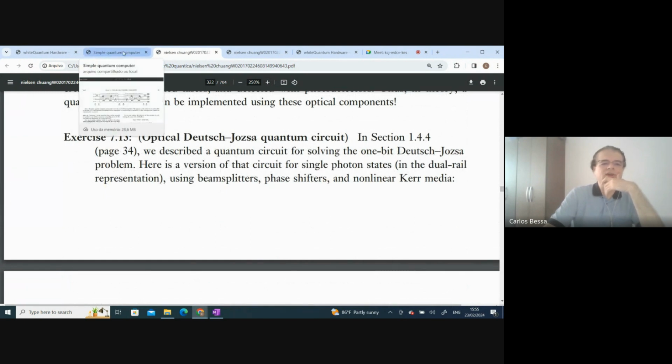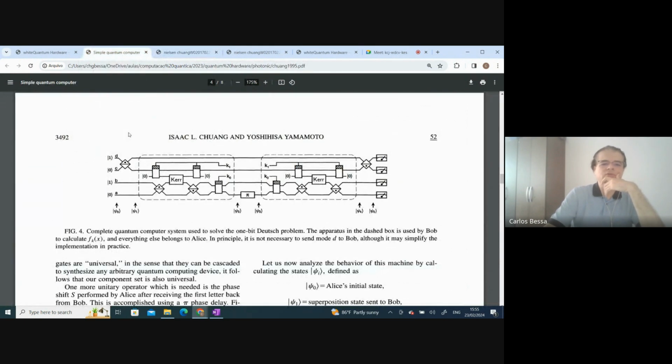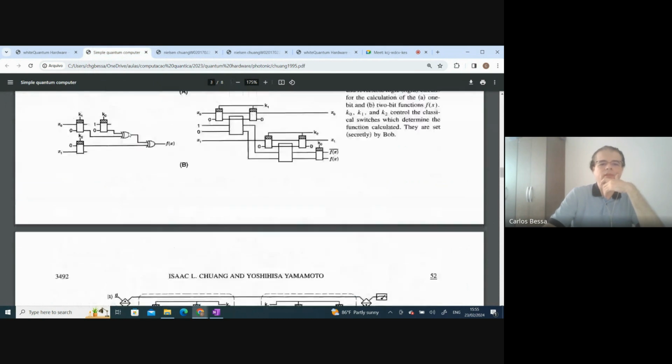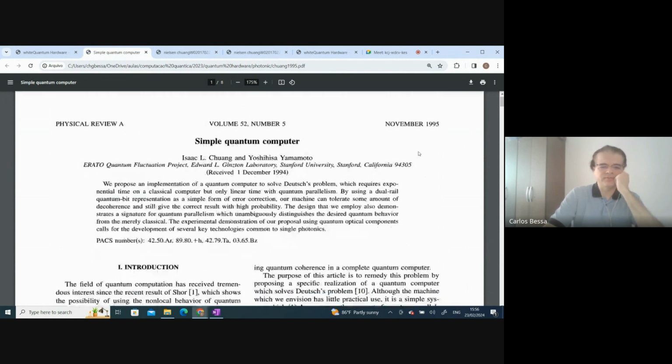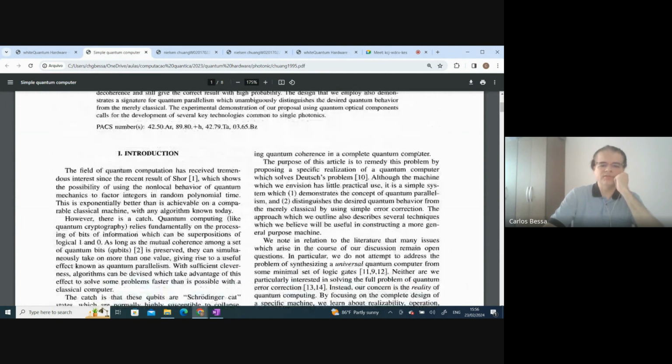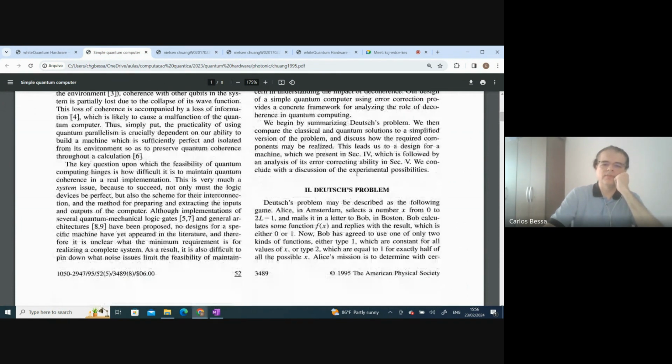So I was doing some research, and then I found this paper here that, if possible, I will make available for you guys. It's Simple Quantum Computing by Chuang. Chuang is the same from the book, but with a different collaborator here, Yamamoto. This is a Physical Review A from 95, so before the book was written the first time. And the problem is actually the Deutsch problem.